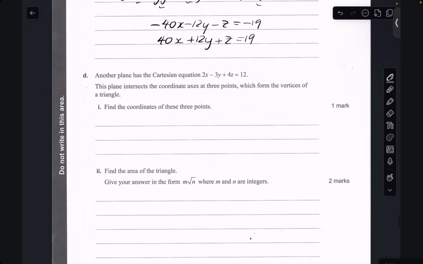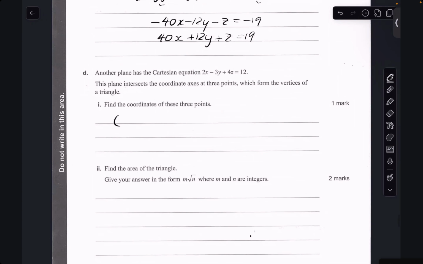Another plane has the Cartesian equation. The plane intersects the coordinate axes at 3 points which form the vertices of a triangle. Find the coordinates of these 3 points. So first of all, we've got 6, 0, 0. Next we've got 0, -4, 0, right? So yeah, and then we've got 0, 0, 3.